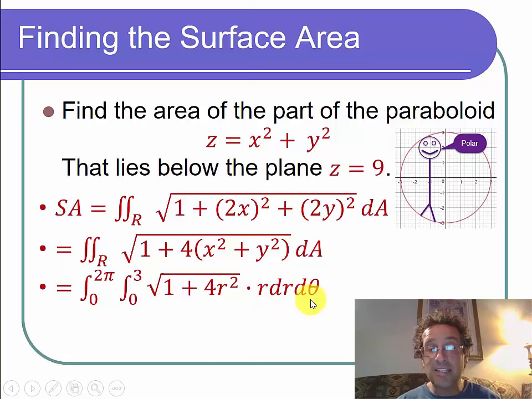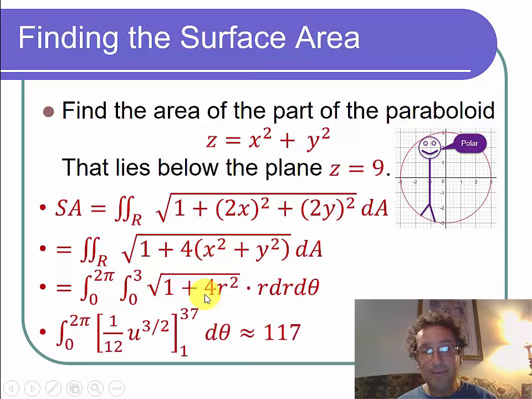And this is nice actually because we can use u substitution. So now I can integrate this with u substitution. I could let u equal 1 plus 4r squared. Du is 8r dr. And this is nice because I have the r dr available. So I have to pull out a 1/8. I end up with a u to the 1/2. The integral of u to the 1/2 is 2/3 u to the 3/2. 2/3 times 1/8 is 1/12. So I end up getting the integral from 0 to 2 pi of 1/12 u to the 3/2.